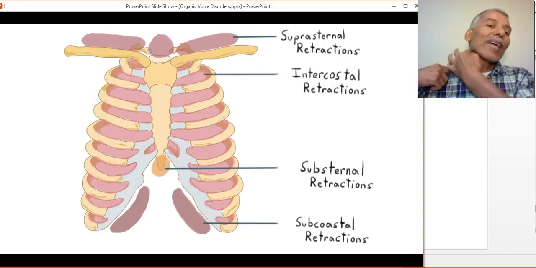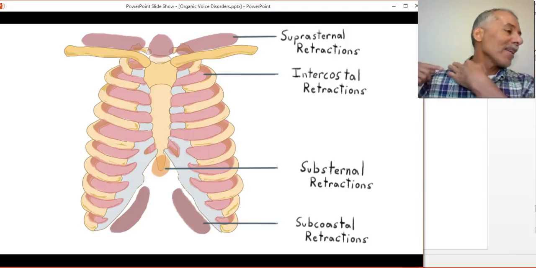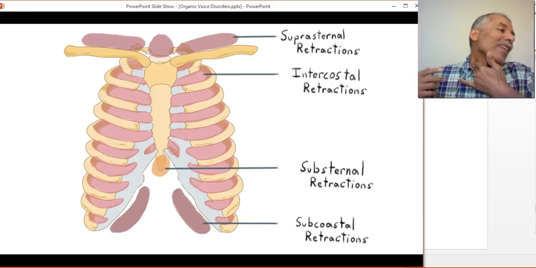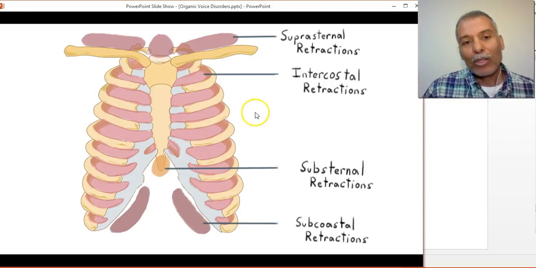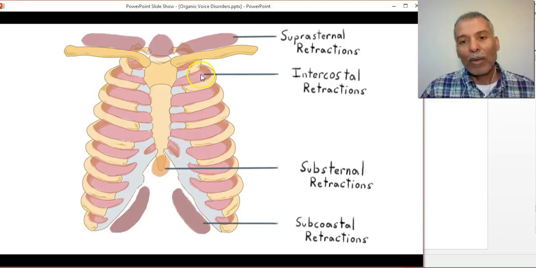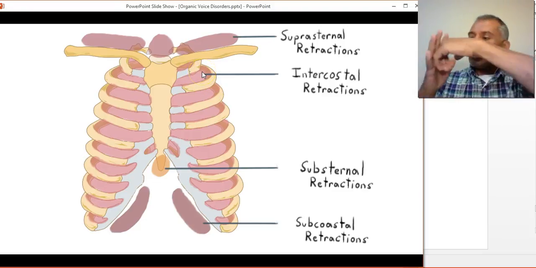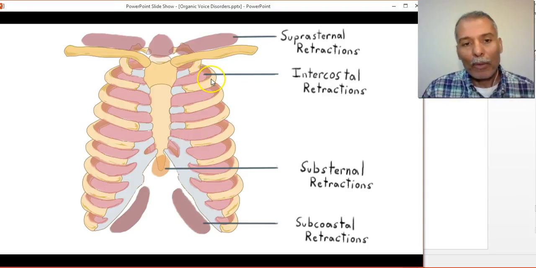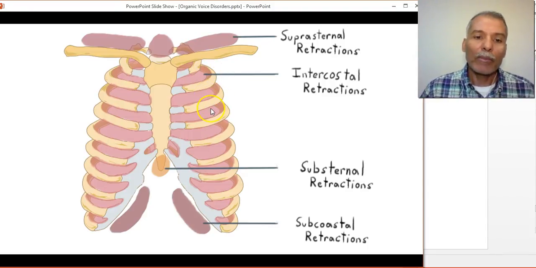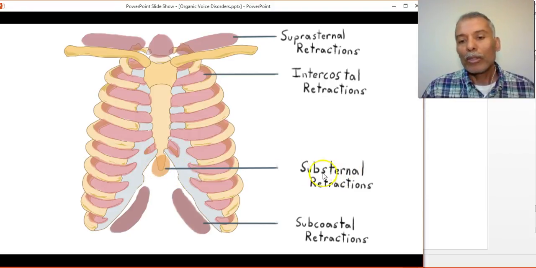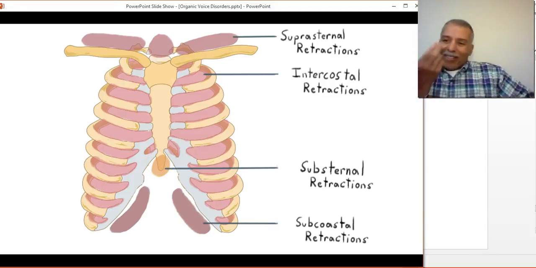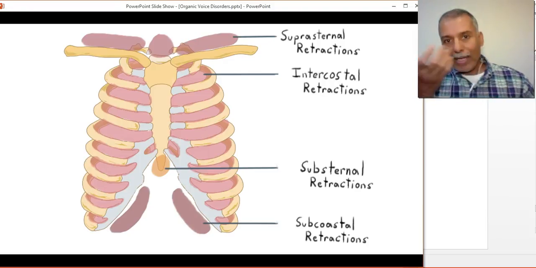So around the neck areas, between the neck and the shoulders, you are going to have these areas drawn in, and also the muscle tissue itself is drawn in away from the bony segments of the ribs. The substernal also includes retraction of the xiphoid process, at the end of the thorax. That area is taken inward.